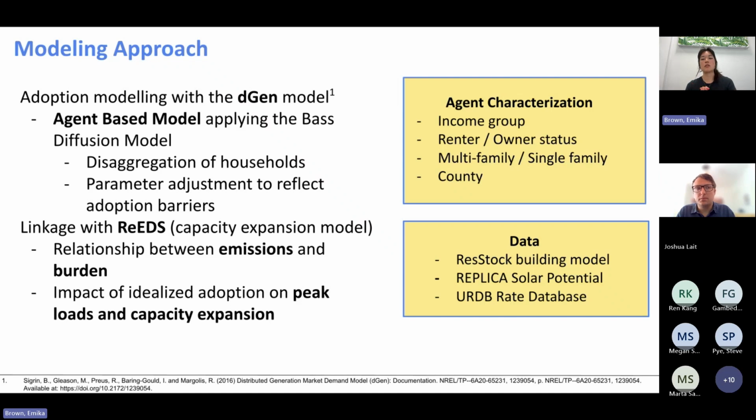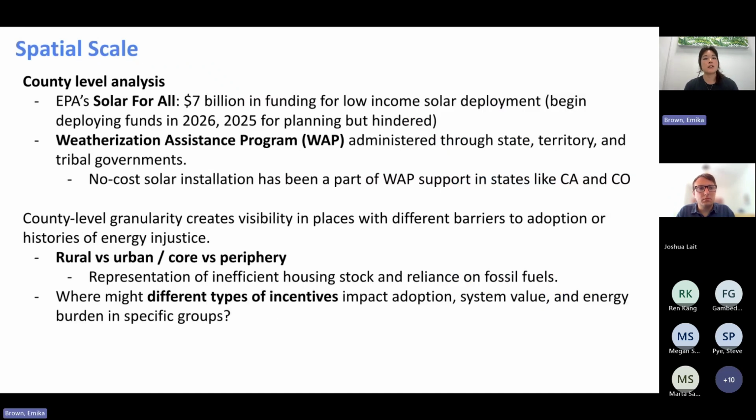So those are new data sets that are really exciting and enable that disaggregation of households and also the spatial disaggregation. So spatial scale is going to be a big part of my research, and it's something that I'm still exploring, especially because with greater spatial granularity comes greater computational need. And so that is potentially going to be a challenge. But right now I'm hoping to do a county level analysis, particularly because of the following two programs.